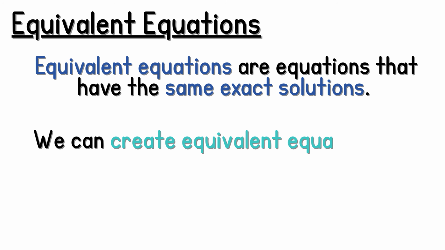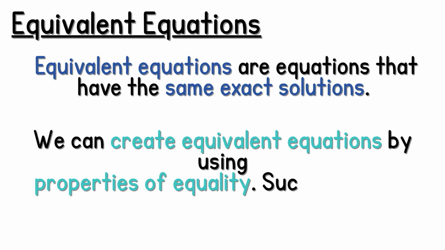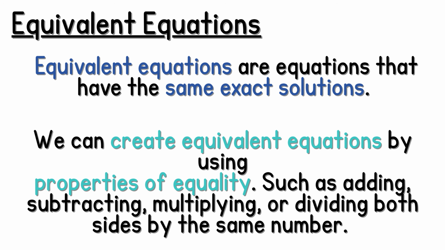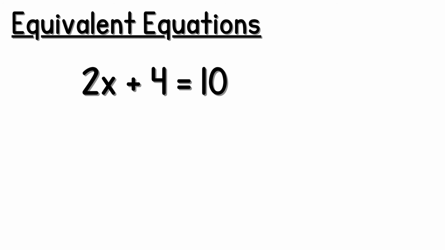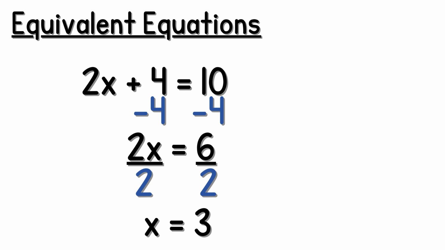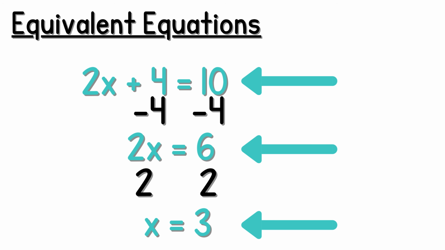We can create equivalent equations by using properties of equality, such as adding, subtracting, multiplying, or dividing both sides by the same number. So if we have the equation 2x plus 4 equals 10, and we subtract 4 from each side, then we get 2x equals 6, which would be an equivalent equation. Now if we divide both sides by 2, we get x equals 3. All three of these equations are equivalent.